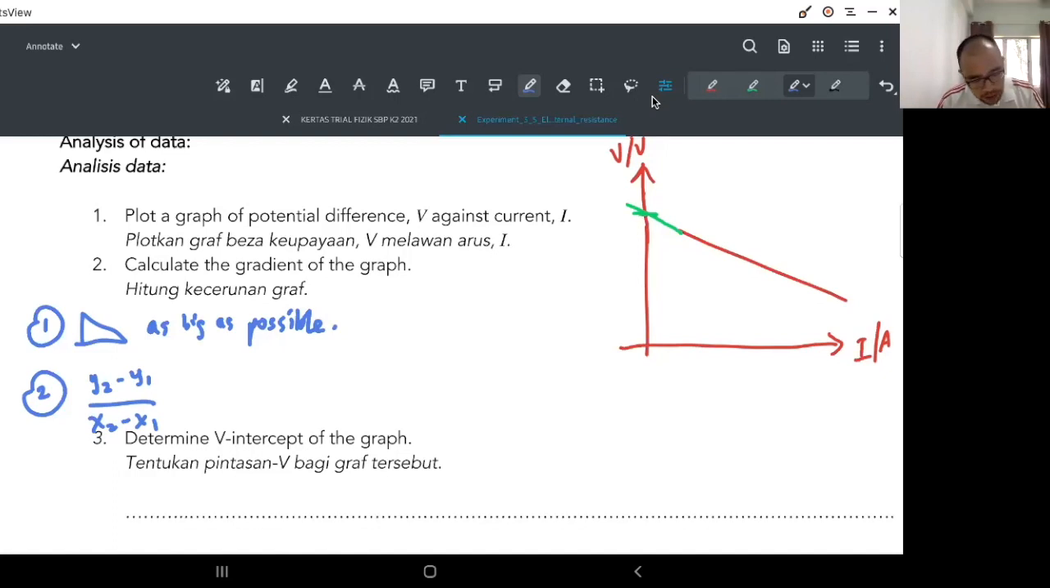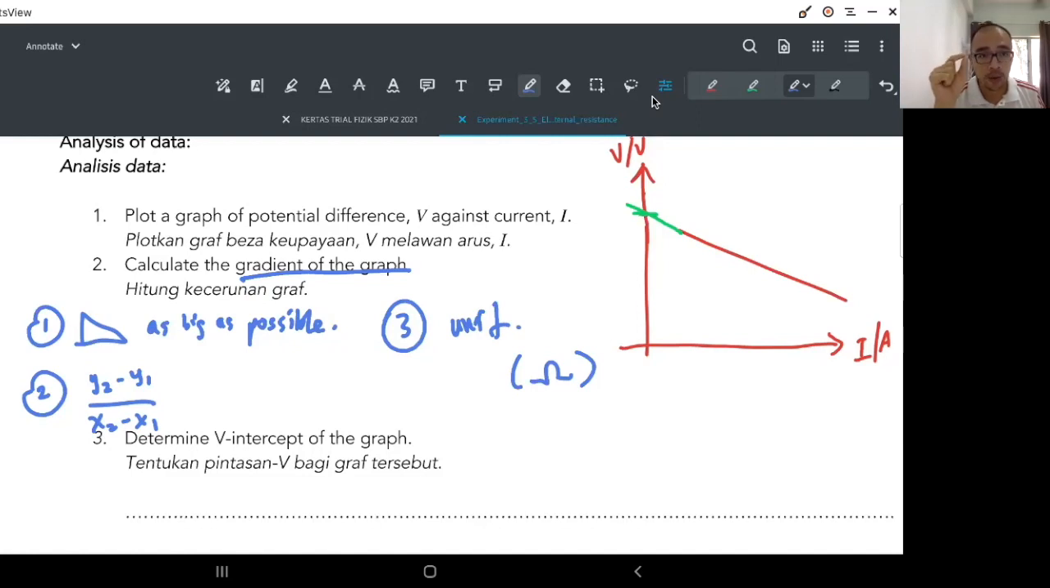Okay, and of course, thirdly, the gradient must have a unit. No unit, very difficult. What is the unit for this graph? It is the same as the unit for the Ohm's law graph. The unit for this is ohms. So whatever value you get for the gradient of the graph, make sure you put ohm over there.